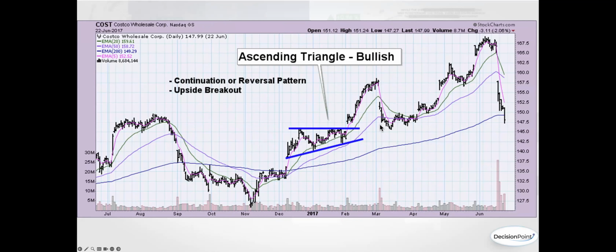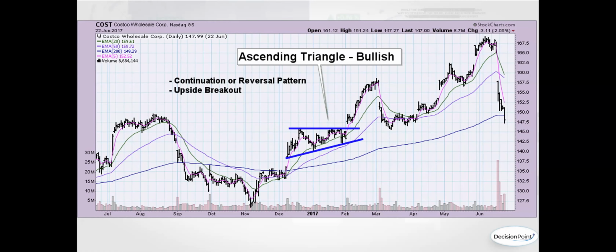So this is the ascending triangle, and this is determined by a flat top and rising bottoms. And this tells you that you've got that overhead resistance that's holding, but bulls are starting to win. The rising trend shows you that they're starting to win. The rally is starting to narrow, and it's going to be time for a breakout. And that's what we got on this particular example here for Costco.